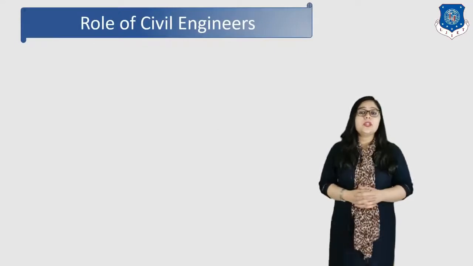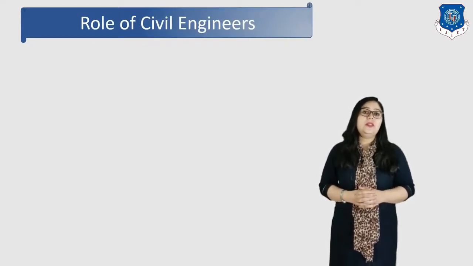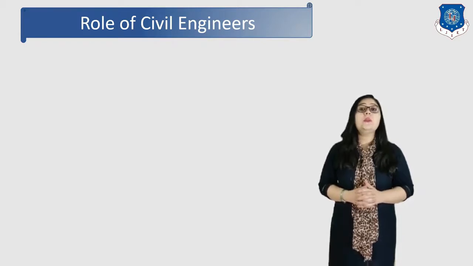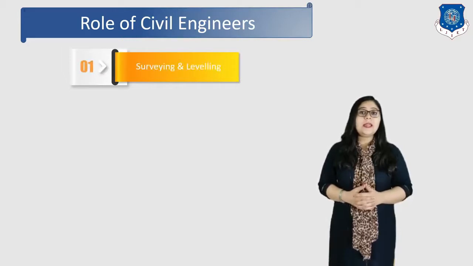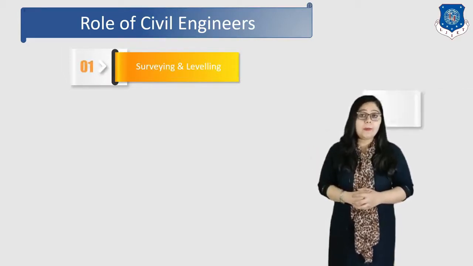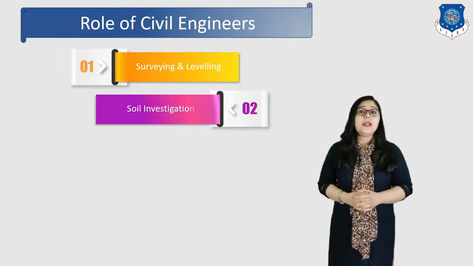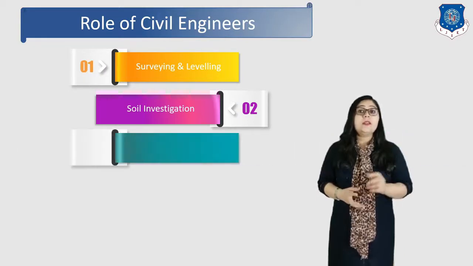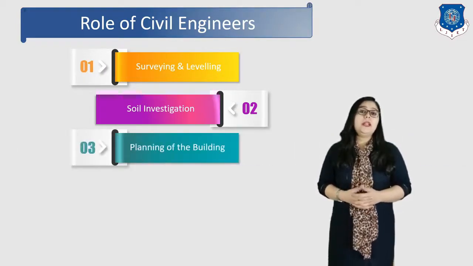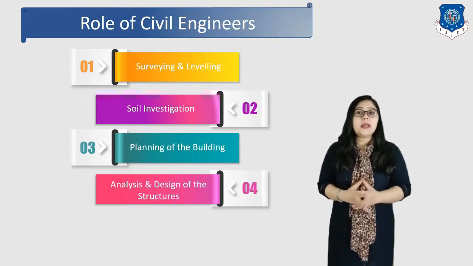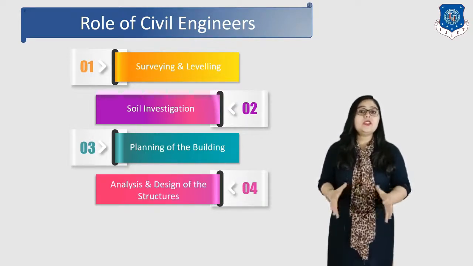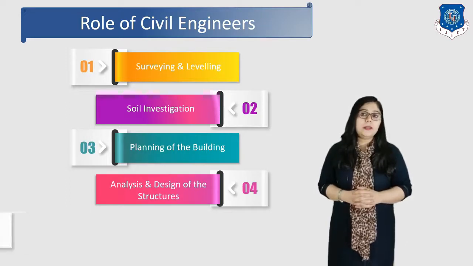For any type of project related to the basic field of civil engineering, a civil engineer has to perform various duties. First, a civil engineer has to carry out surveying and leveling for preparing maps. Second task is to carry out a soil investigation for the design of the foundation of the structure. Next is to carry out planning of the building based on fundamental principles of planning and other construction regulations. Next is to analyze and design the structure based on principles of loads acting on the building.